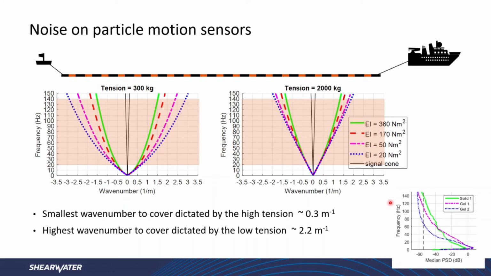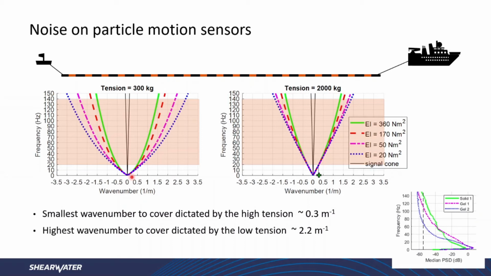To explain this, let's go back to the simplified theoretical plots. It's less convoluted. The smallest wave number to cover is dictated by the high tension scenario. The 3 section types do not differ much, and if we assume we only intend to use the measurements, say from 20 Hertz onwards, we can estimate the smallest wave number to be in the order of 0.3 per meter. In contrast, the highest wave number to sample depends on the low tension scenario and the maximum frequency you need to attenuate the noise in.